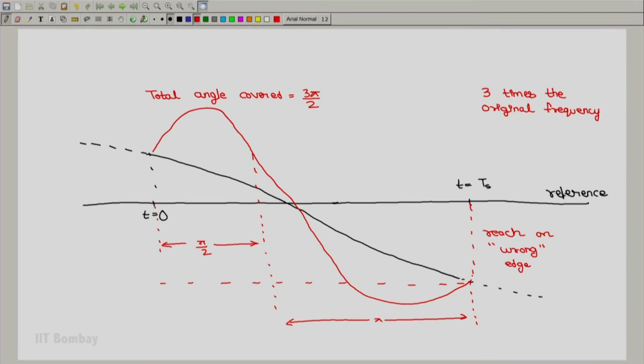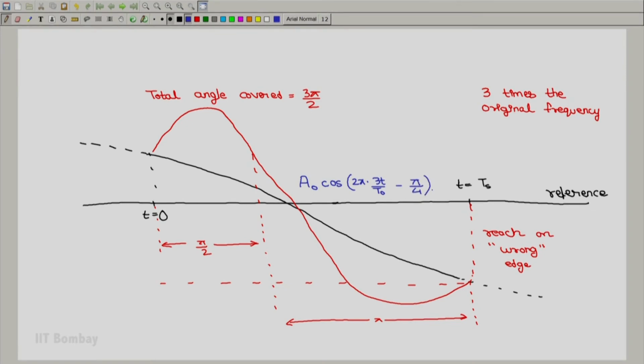And now what about the angle? You see, you are now reaching this at the wrong point, so to speak. Now how will that reaching at the wrong point be expressed? It will be expressed by reversing the angle. So, what is the expression for this sinusoid? It is A naught cos 2 pi into 3 by T naught t minus pi by 4.